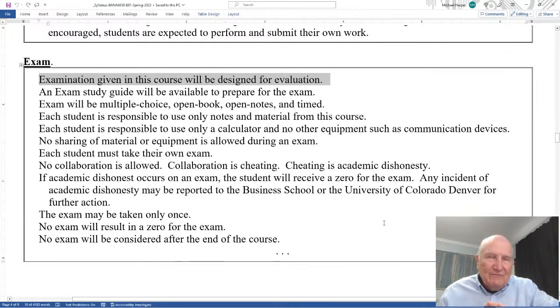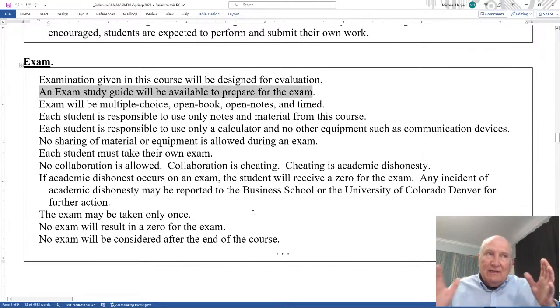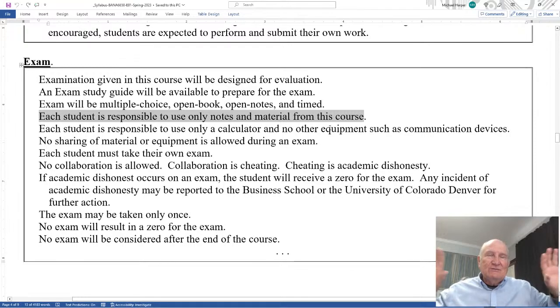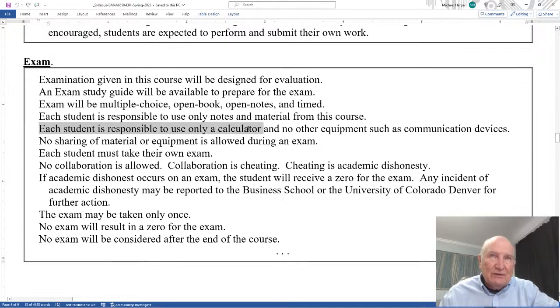To try to emphasize that, an exam study guide will be available to prepare for the exam. I'll tell you what to study. I'll tell the areas to come prepared for this exam. The exam will be multiple choice, open book, open notes, and timed. Each student is responsible to use only notes and material from the course. And you don't get things from other places, only from the course. Each student is responsible to use only a calculator, no other equipment such as communication devices.